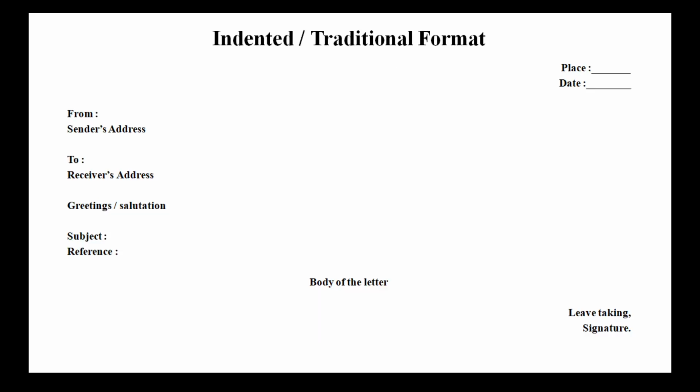Let us see indented format. It is also the traditional format. Now observe carefully the structure of the different parts of the letter in this format. In the traditional format, from address and to address starts from the left margin, whereas date, leave taking, and signature are towards the right margin. The body of the letter starts 5 spaces from the left margin.